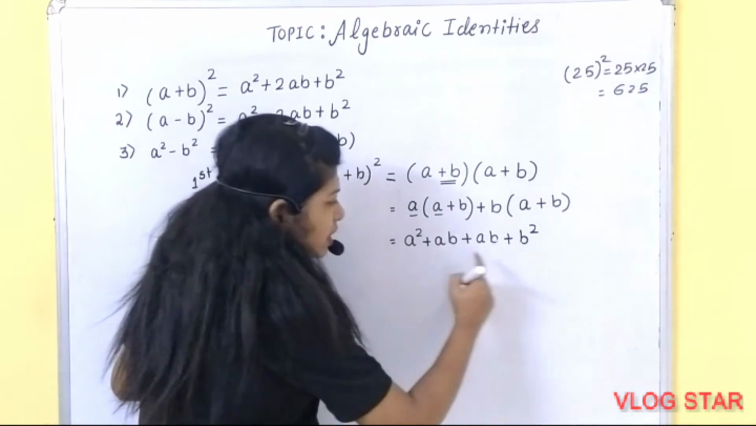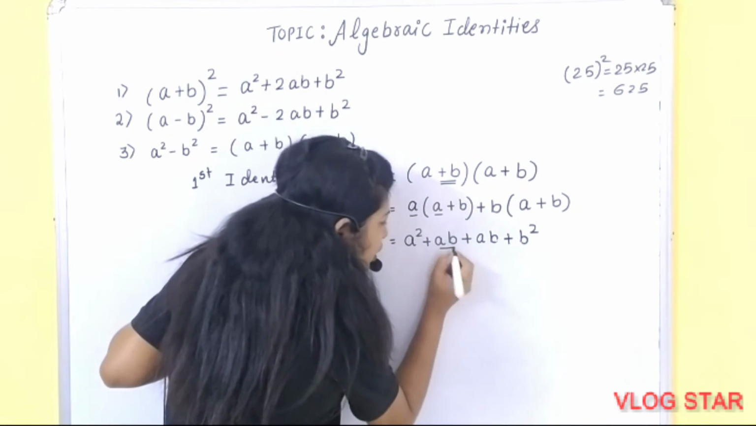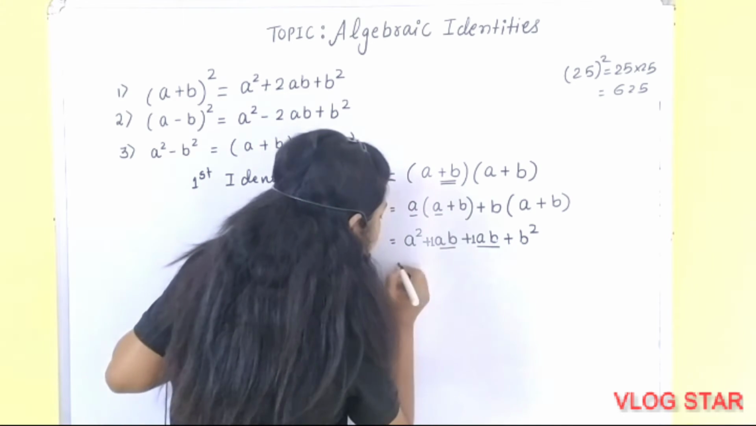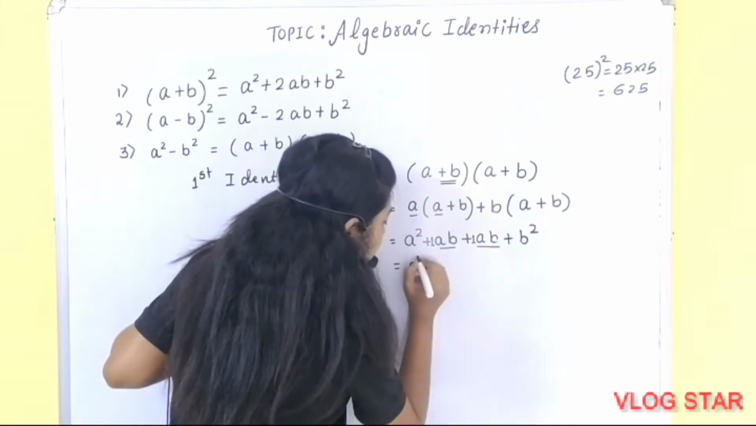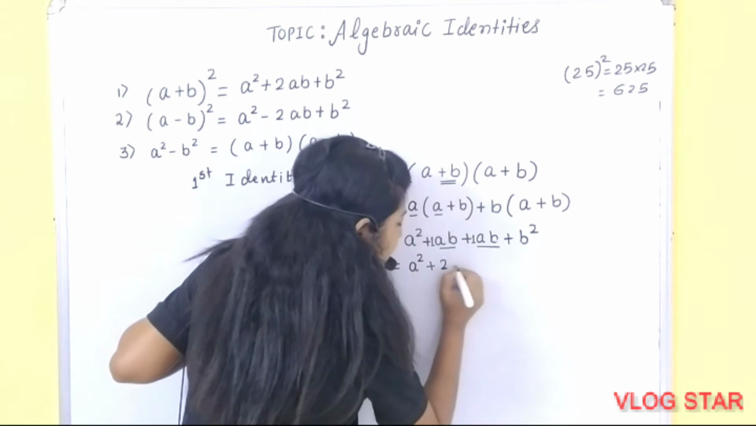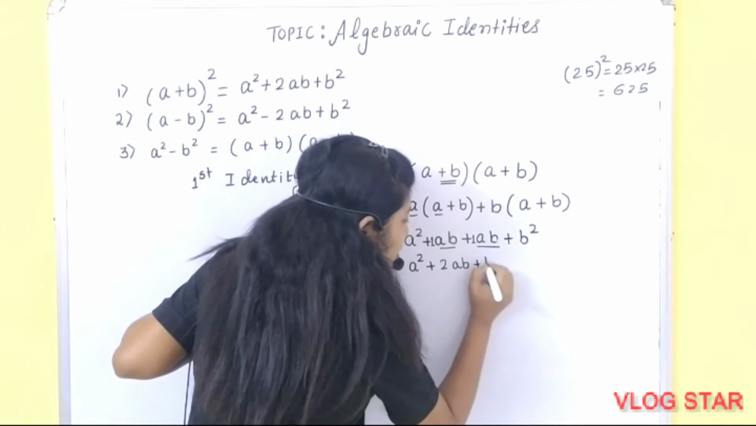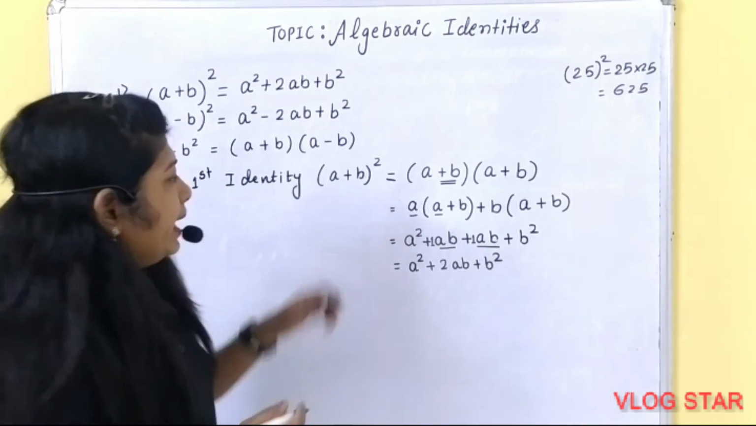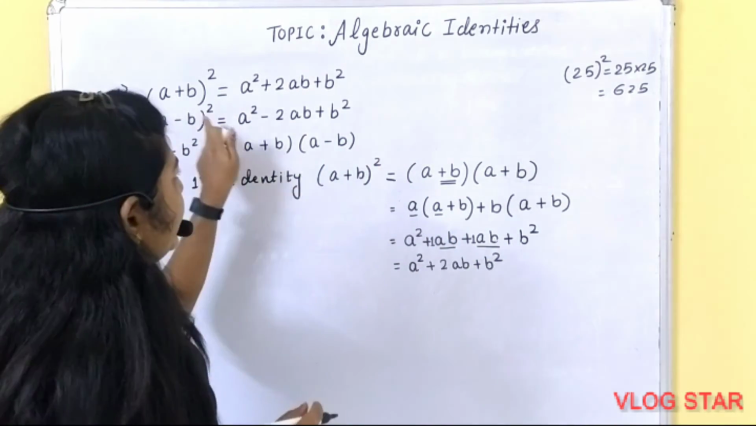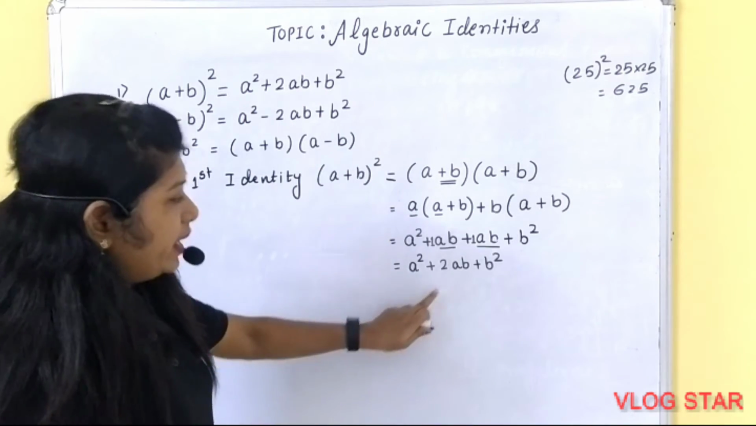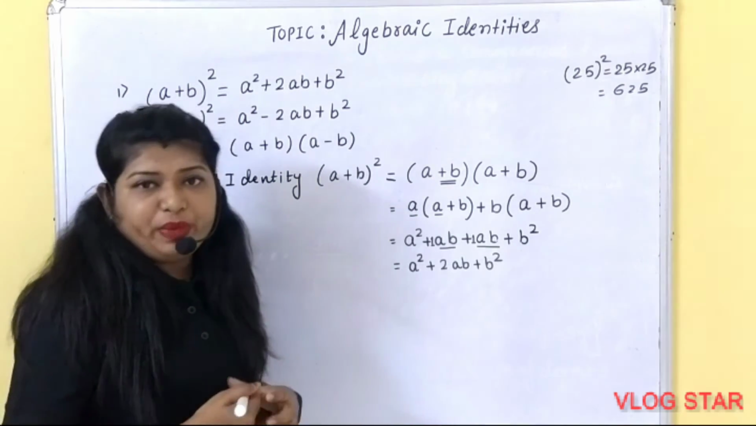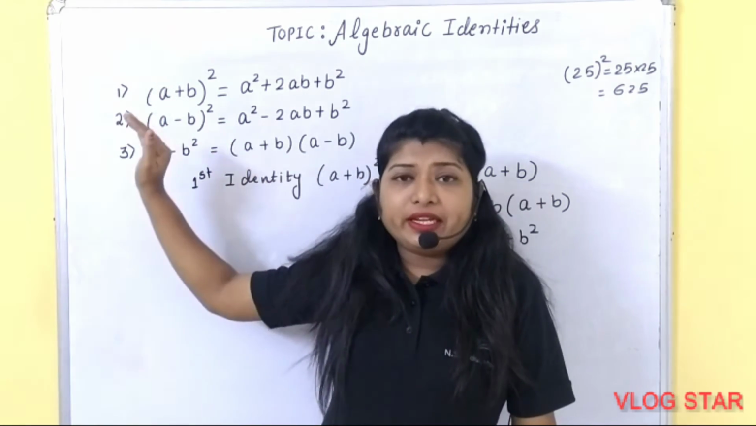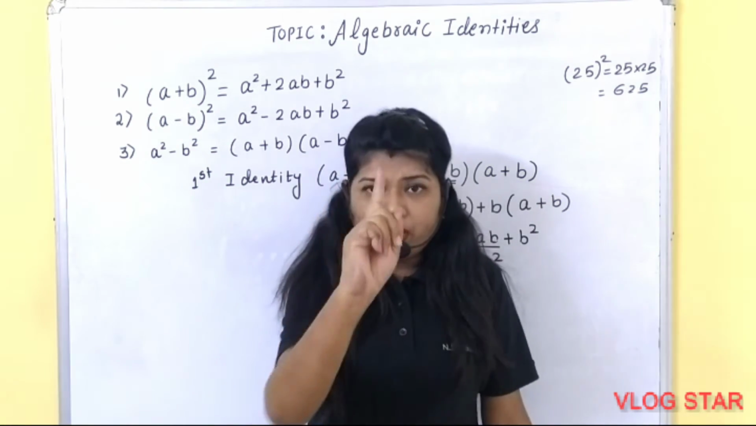If you observe carefully, what is the coefficient of this? It is 1. What is the coefficient of this? It is 1. So if you add them, you will get the right hand side answer. Am I right? So this is the proof of the first identity, (a + b) whole square is equal to a square plus 2ab plus b square. I hope you have understood the first formula related to algebraic identity 1.